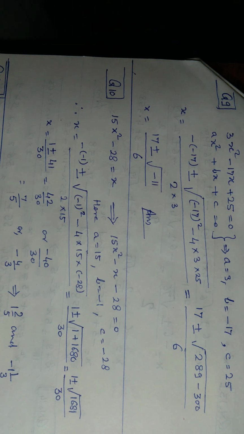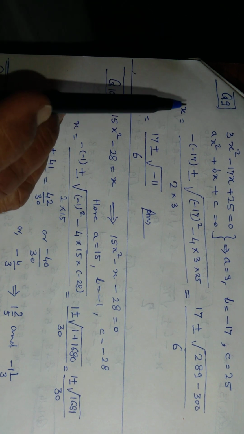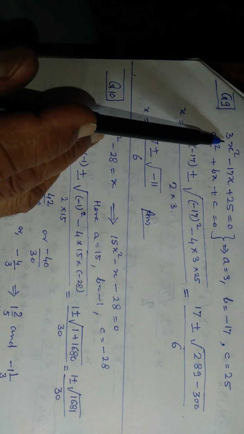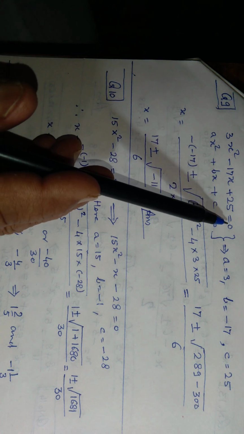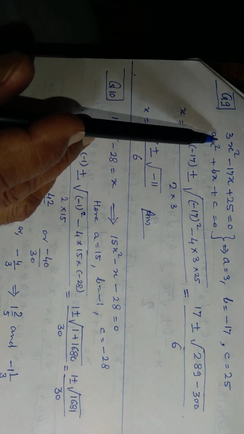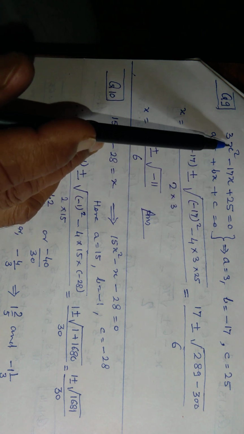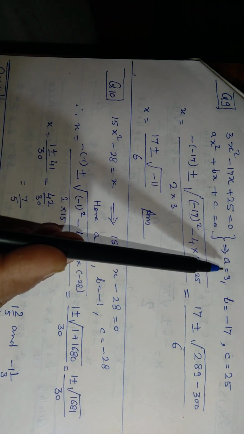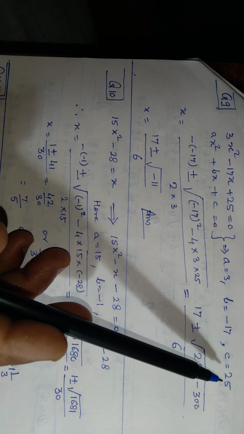Let us do question number 9 of exercise 5C of chapter 5. Question number 9 is like this: 3x square minus 17x plus 25 equal to 0. Just we write down the standard form of equation just below it: ax square plus bx plus c equal to 0. Now compare the coefficient. a is equal to 3, b is equal to minus 17, c is equal to 25.